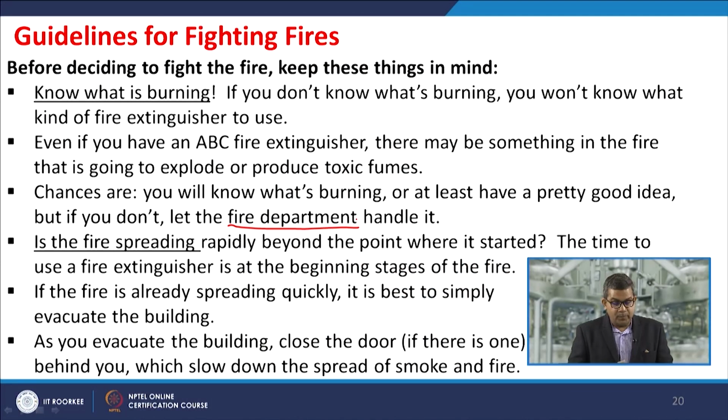Now, as you evacuate the building, close the door behind you if there is one, which slows down the spread of smoke and fire. The reason is that it will cut short the supply of oxygen. So, at least you will be in a position to remove one arm of the fire triangle. The other arm can be removed by adopting the let it go policy, that means burn whatever is there.